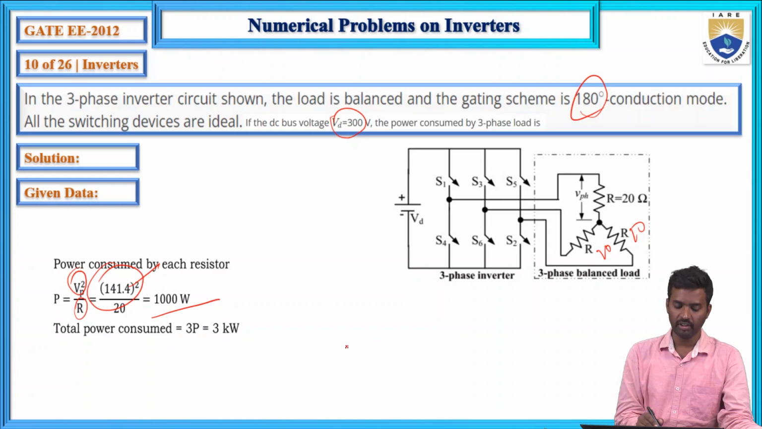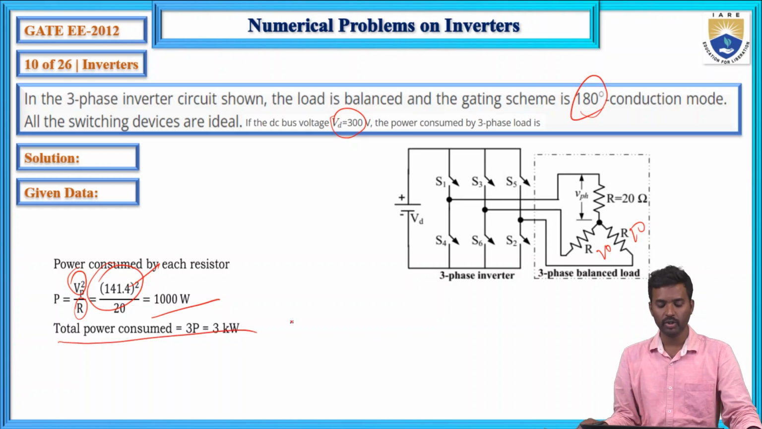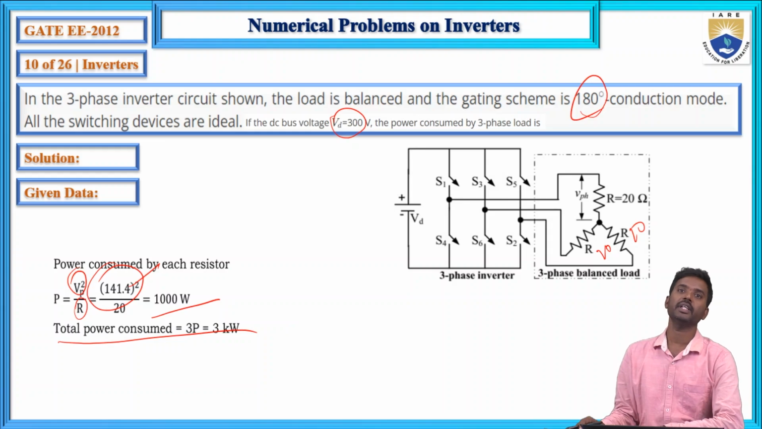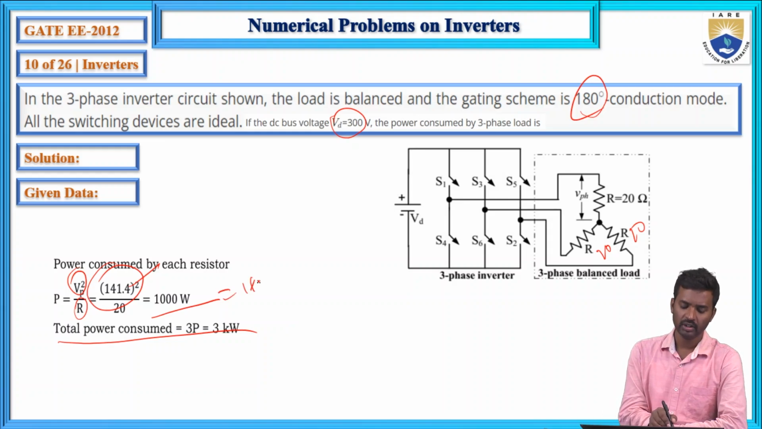So it is a three phase, meaning total power consumed is 3 into P, that is, this is 1 kilowatt. So this is 3 kilowatt.